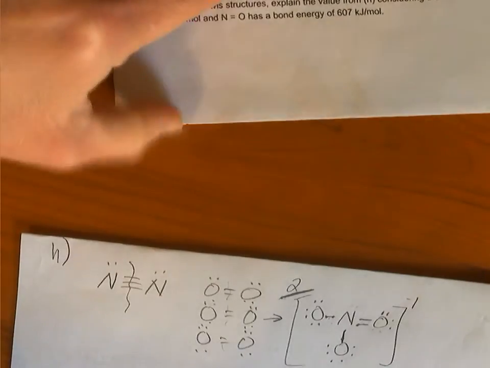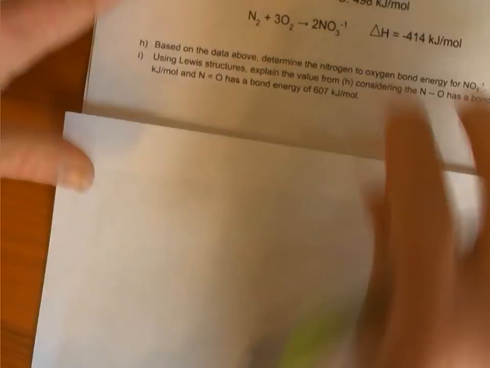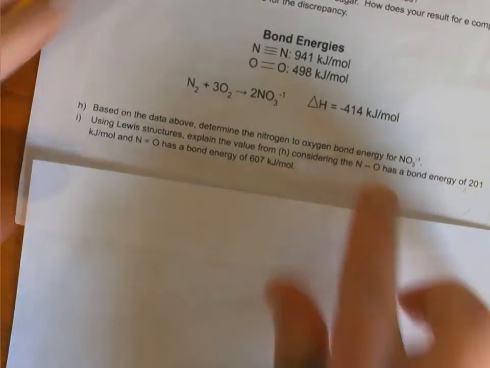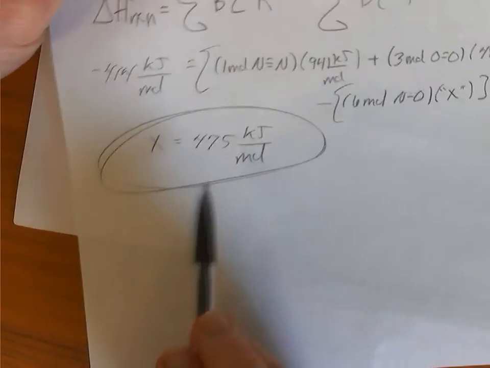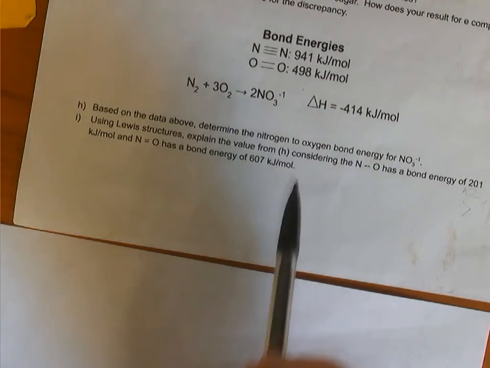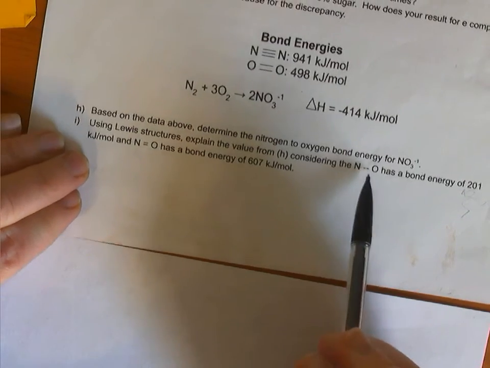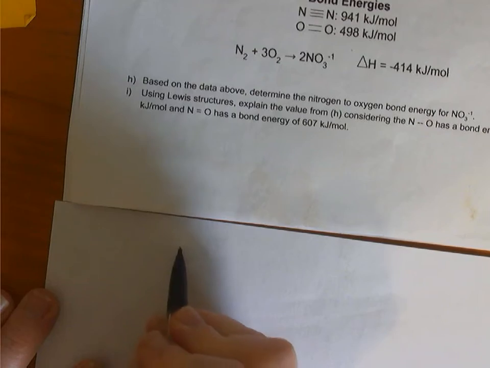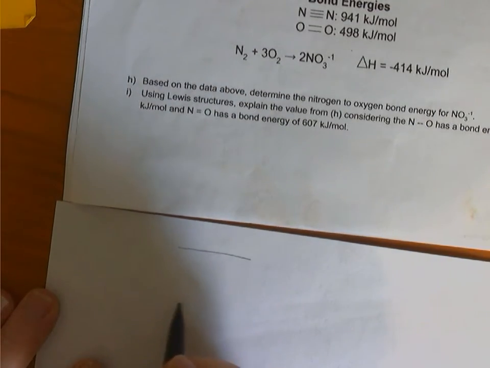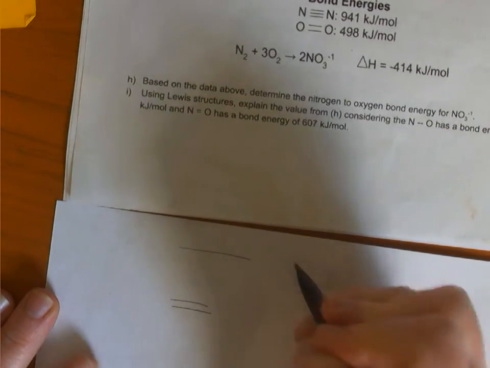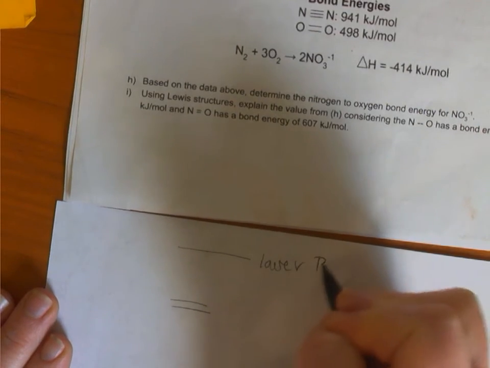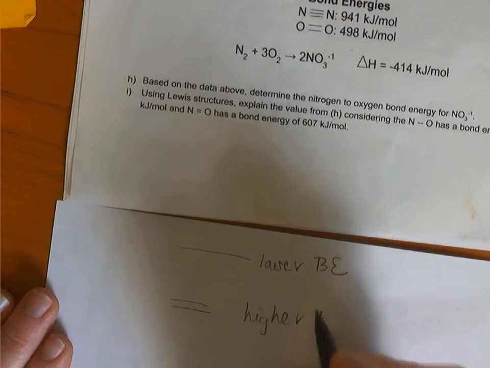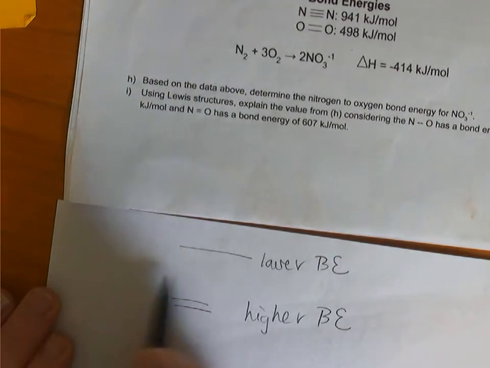Okay. Then it asks for, explain why the value that you just got is between what would be a single bond between nitrogen and oxygen and a double bond. Well, you know that a single bond versus a double bond, this has a lower bond energy and is longer. This has a higher. Well, why is what you got between this?